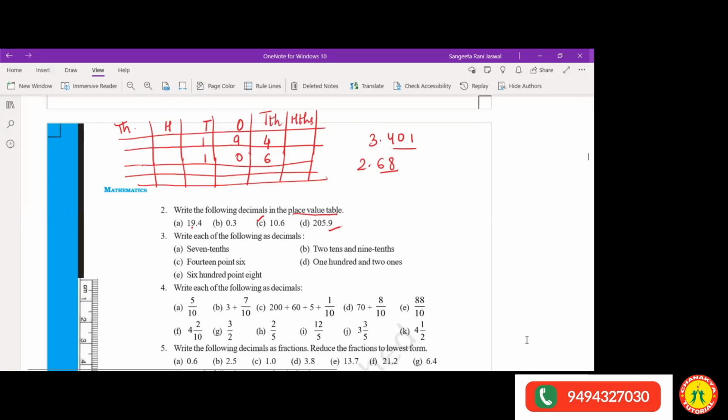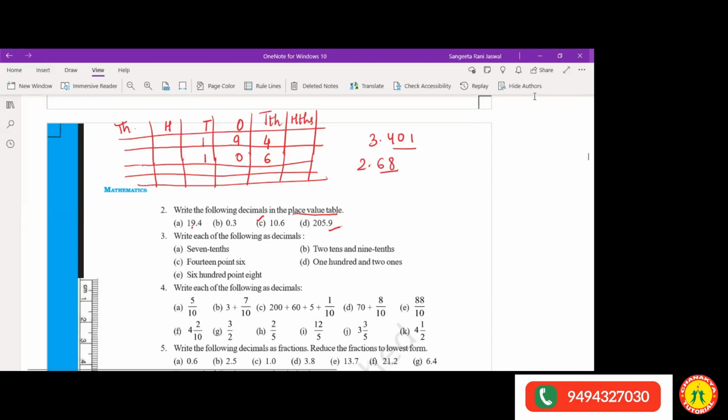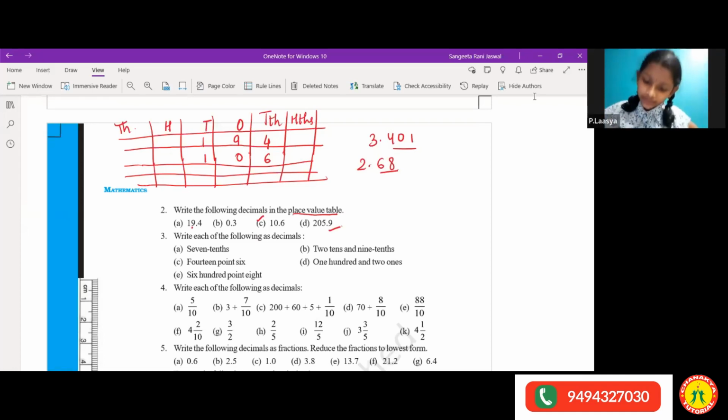Yes. Who's this? Advika? Yes, I can see your work, show me. Bring it closer to the camera. Okay, yes, good Advika. You have done up to 10.6. Okay. Ashwat, show me your work. Lasya, show me your work.